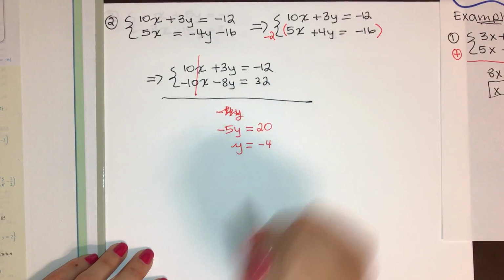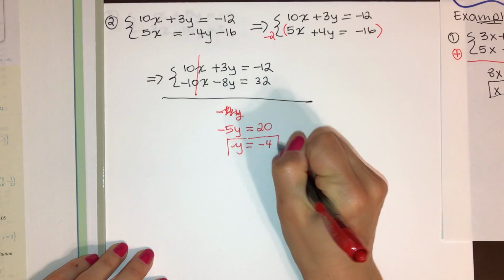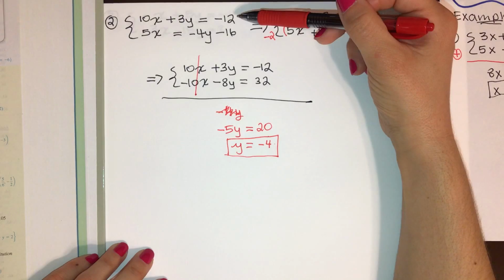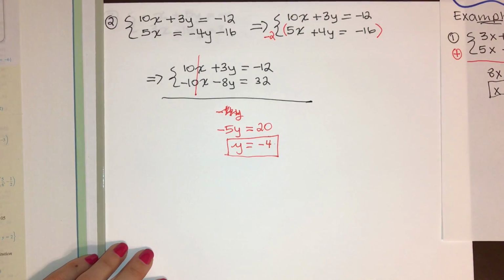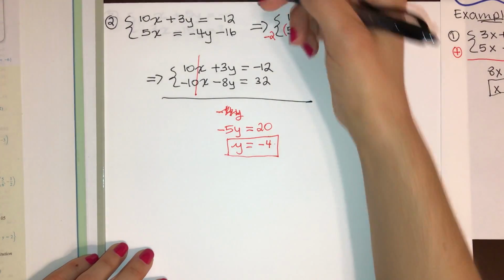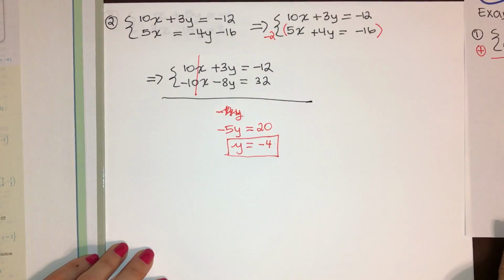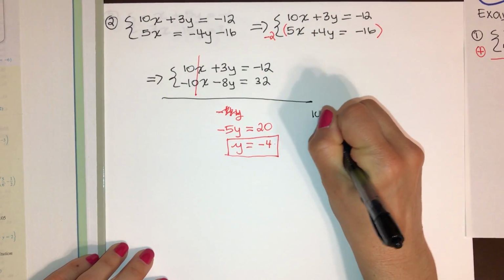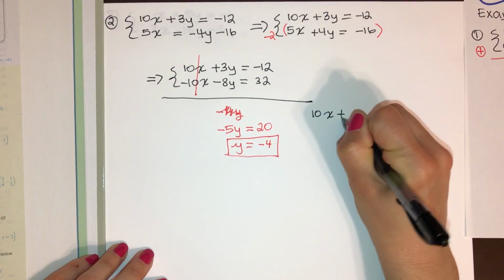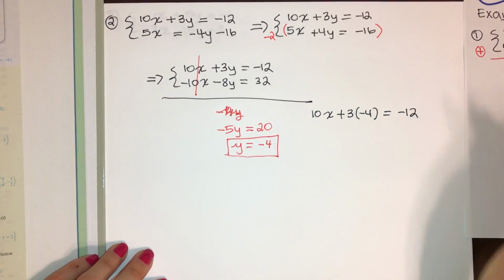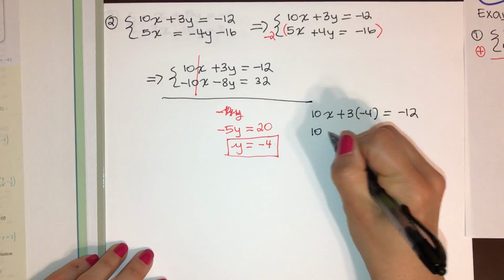And once we get our answer for y, then we're going to go back and we can substitute -4 into the first or the second equation. And I'm going to use the first equation and just substitute -4. So we get 10x plus 3 times -4 is equal to -12, and then multiply.